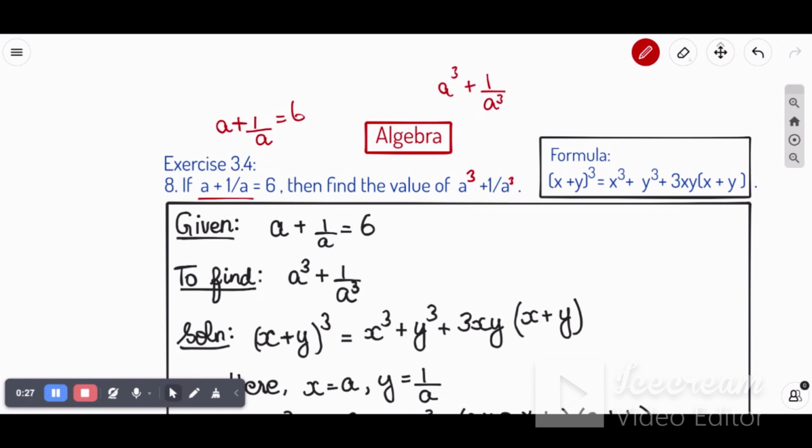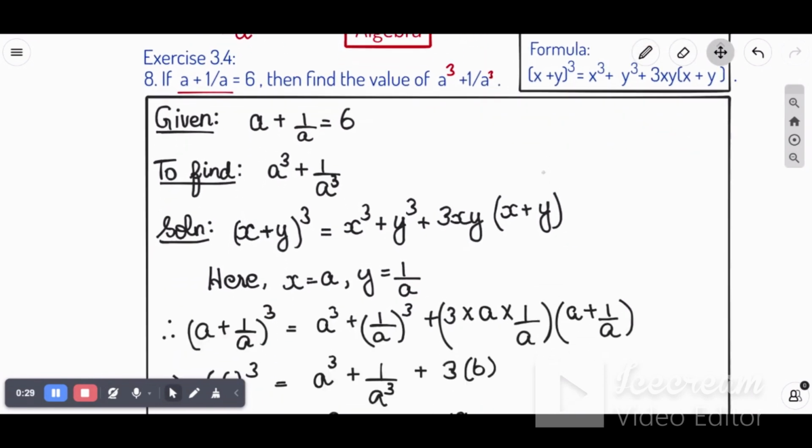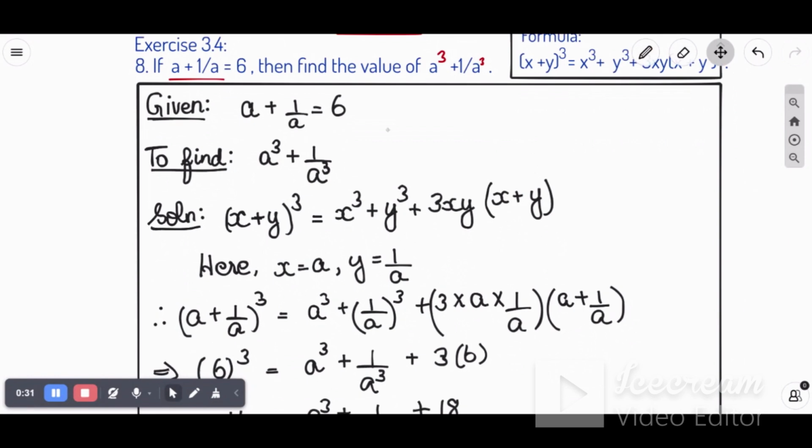So let us go to the question. Let's see what is given first. Given is a plus 1 by a is equal to 6, and you have to find the value of a cube plus 1 by a cube. So this is what you have to find. If you see the question, we have got cube, so you have to stick to the formula with cubes.